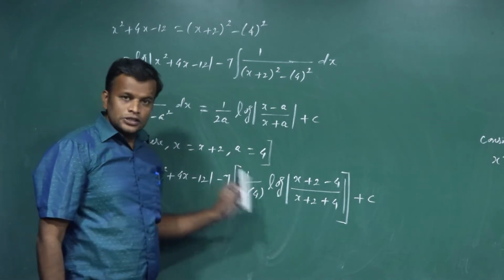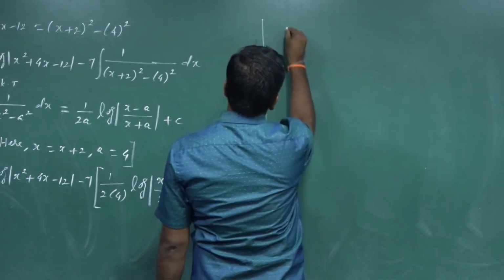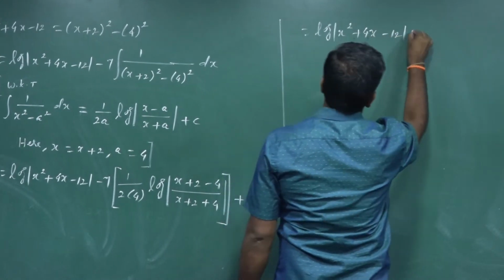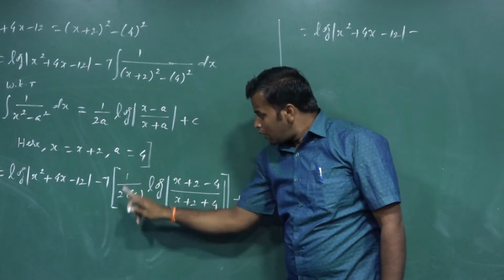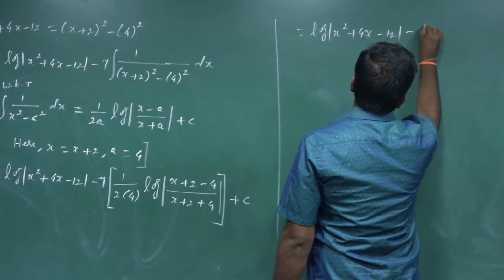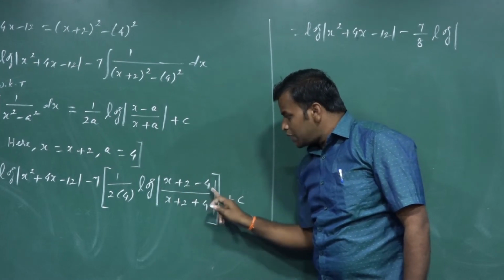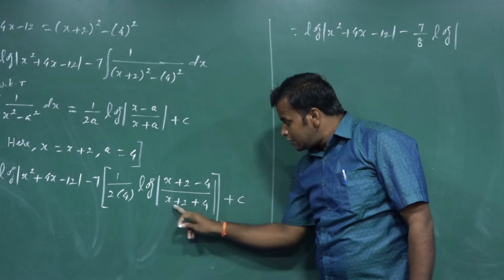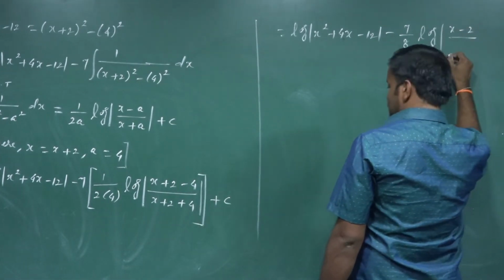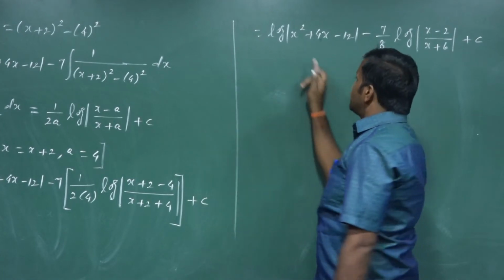The next step is the simplification of that step. The first term is no change: log of modulus x square plus 4x minus 12, minus, 1 by 2 times 4 is 8, and the 7 already outside, 7 ones are 7, so 7 by 8, minus 7 by 8 log of modulus x plus 2 minus 4, that is x minus 2, and the denominator x plus 2 plus 4 is x plus 6, plus c. We already simplified all the terms, so this is the answer.